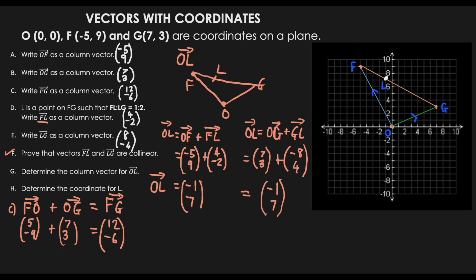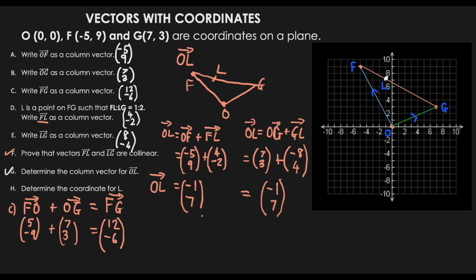We could also look at it from our diagram. If this is O and we're moving to L here, we go 1 to the left, which is -1. Then we have to go up to get there. So it's 1, 2, 3, 4, 5, 6, 7. So we had to go 1 to the left and 7 up. In other words, (-1, 7).